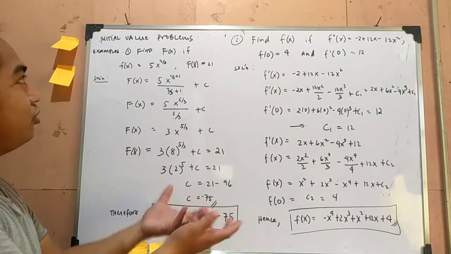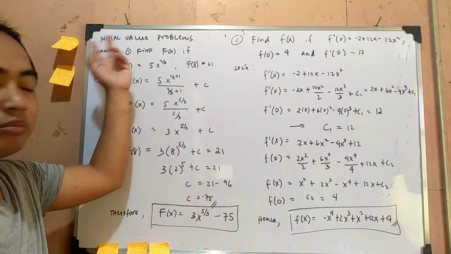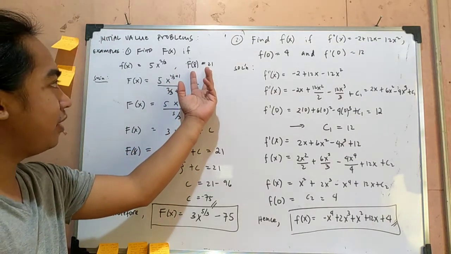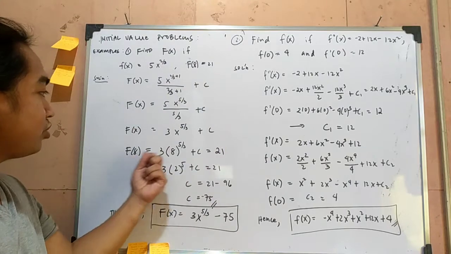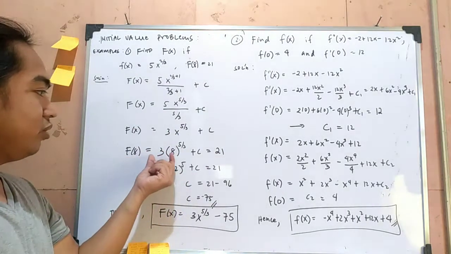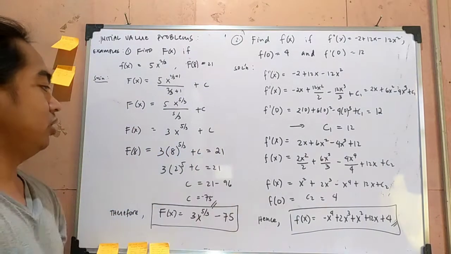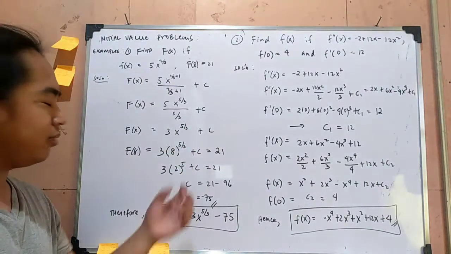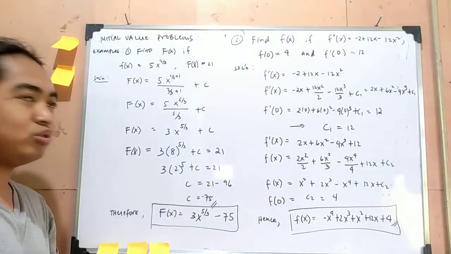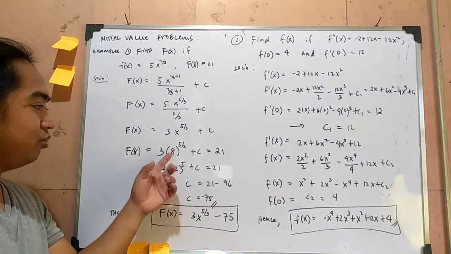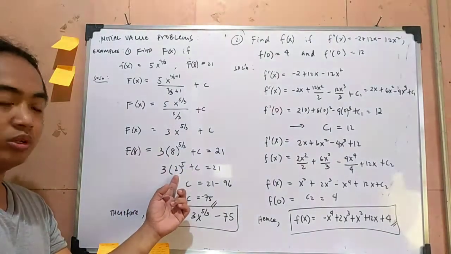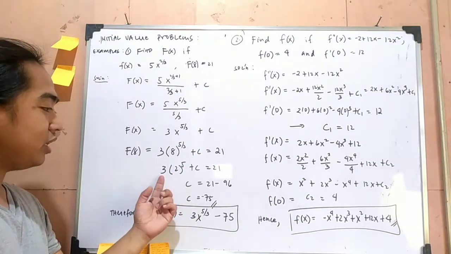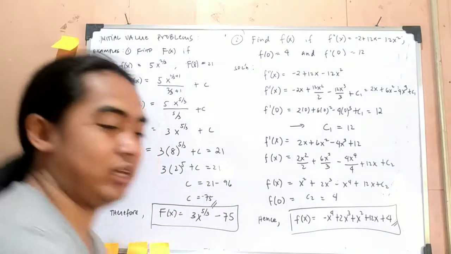And, yun yung ano, no? Kaya siya initial value problems. Kasi, lalagyan natin yung initial condition. So, sabi natin F of 8 equals 21. So, ibig sabihin, pag sinubstitute natin lahat ng x na 8, we'll get 21. So, that 3 times 8 raised to 5/3 plus c equals 21. And pakitandaan, ang ibig sabihin ng raised to 1/3 is nagtitake ng cube root. So, cube root ng 8 is 2 raised to 5. Magiging 32 yan. So, 32 times 3 is 96. Ilipat ko na sa kabilang side.